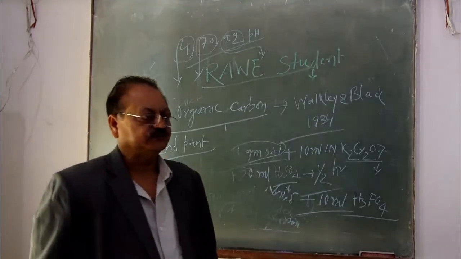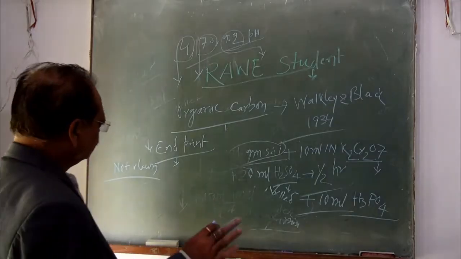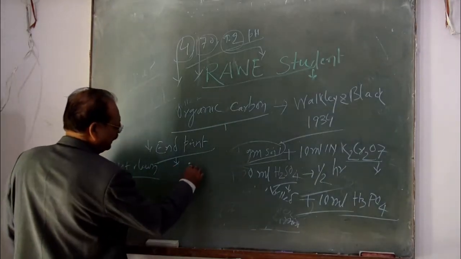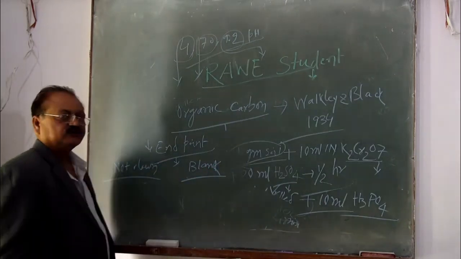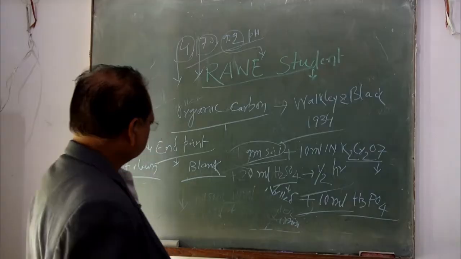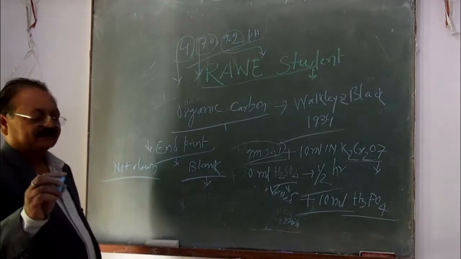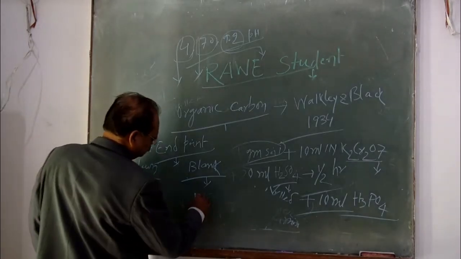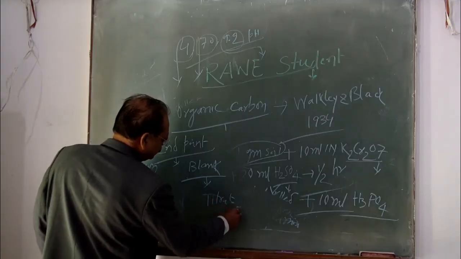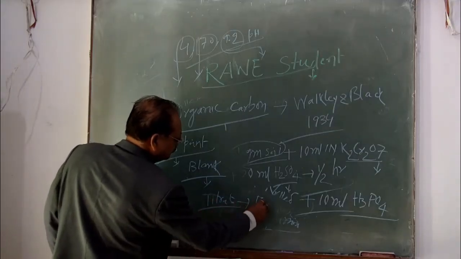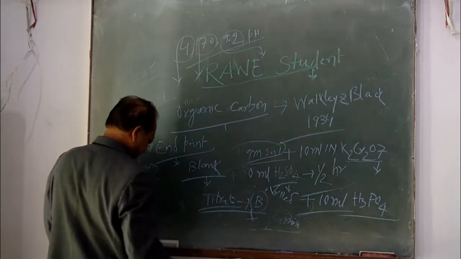So first of all, for this titration, you do the titration of your blank sample. In the blank sample, after titration, you will get some titrated value. Let's suppose the value is B. This B is the titrated value.